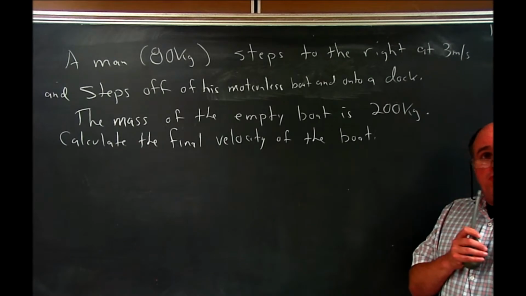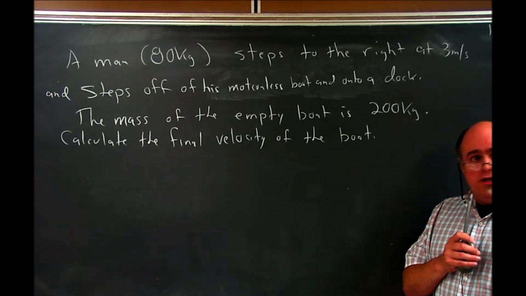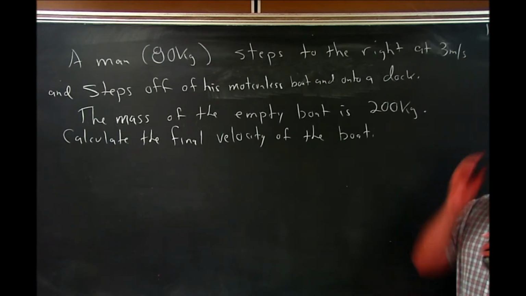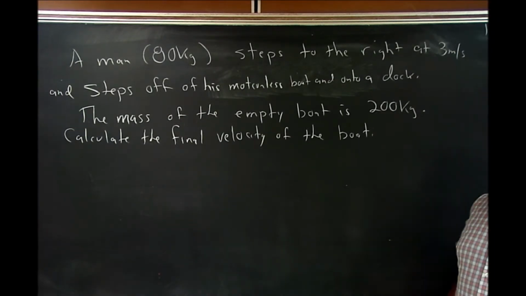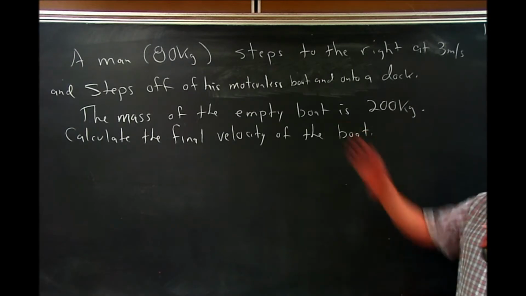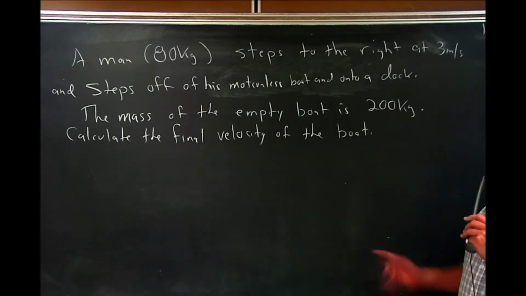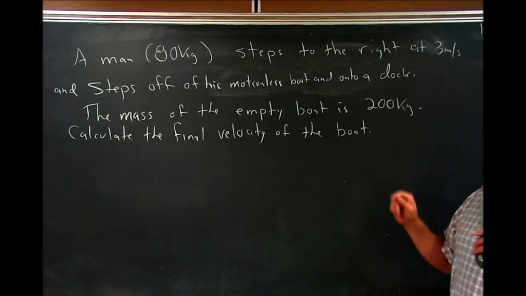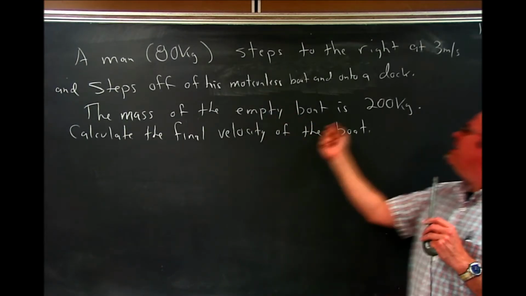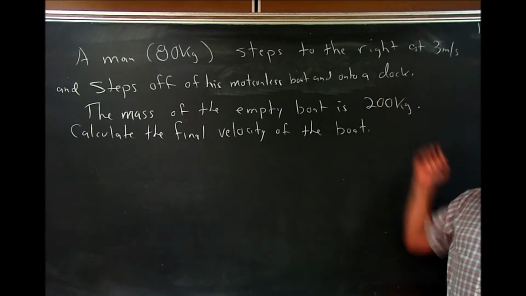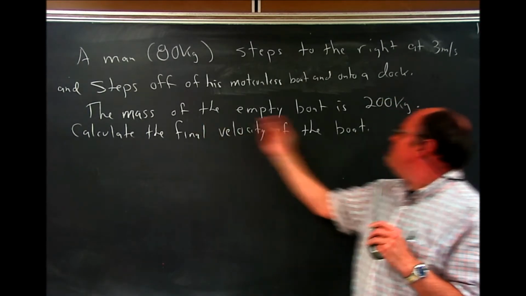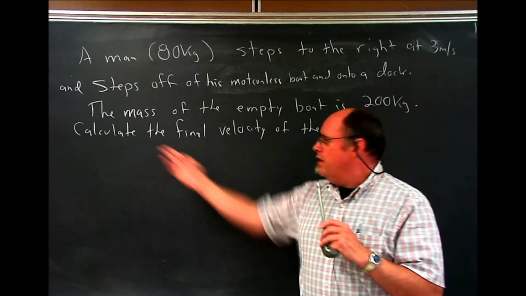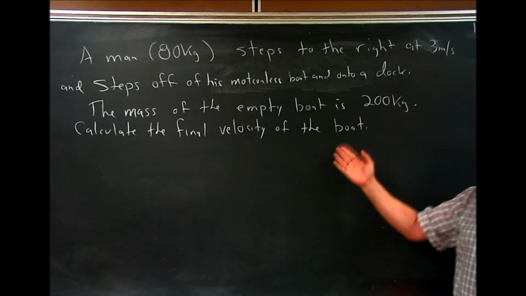Here's a word problem which deals with separation, not a collision. There are two things basically stuck together, and then they're going to separate into two different parts. So we have an 80-kilogram man who is going to step to the right at 3 meters per second, and he's going to step off of his motionless boat onto a dock. The mass of the empty boat is 200 kilograms, and I'm saying calculate the final velocity of this boat.